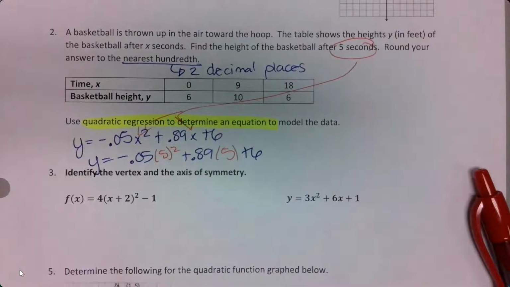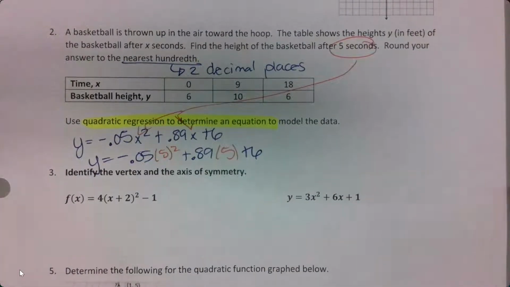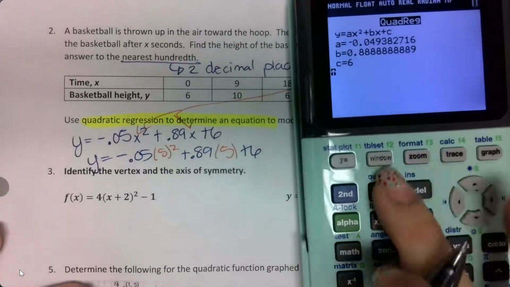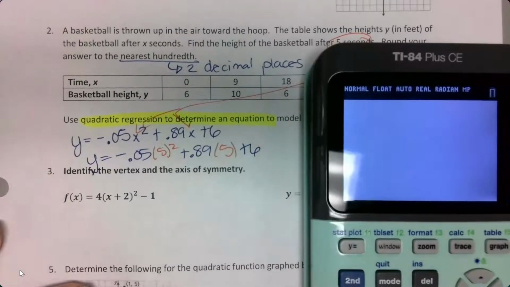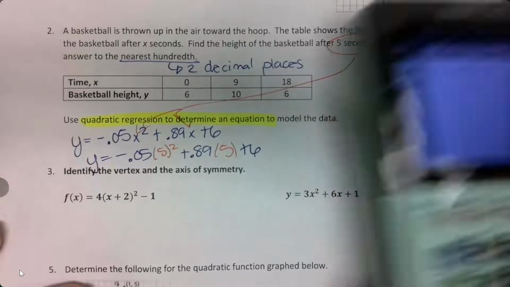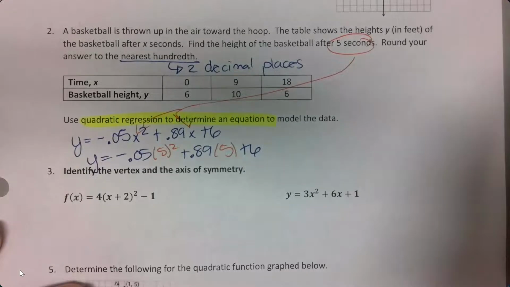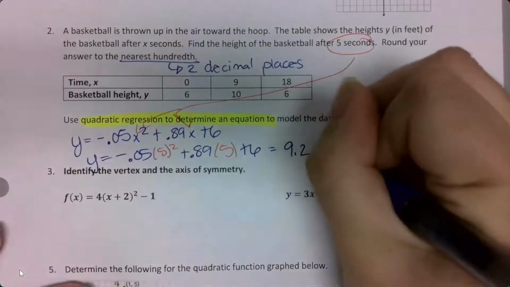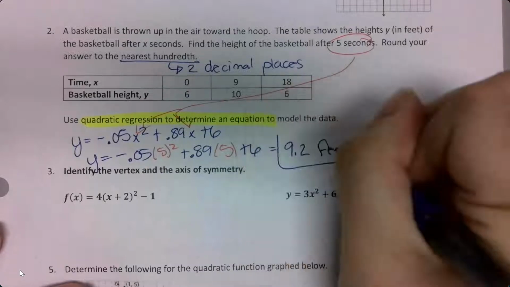plus 6. I noticed when I was grading your homeworks, a lot of you tended to skip the a value out front. Remember to type that in because that's an important part of the equation. So I have negative 0.05, parentheses, 5 squared plus 0.89 times 5 plus 6 gives me 9.2. So this was measured in feet, so my answer should have the word feet in it.